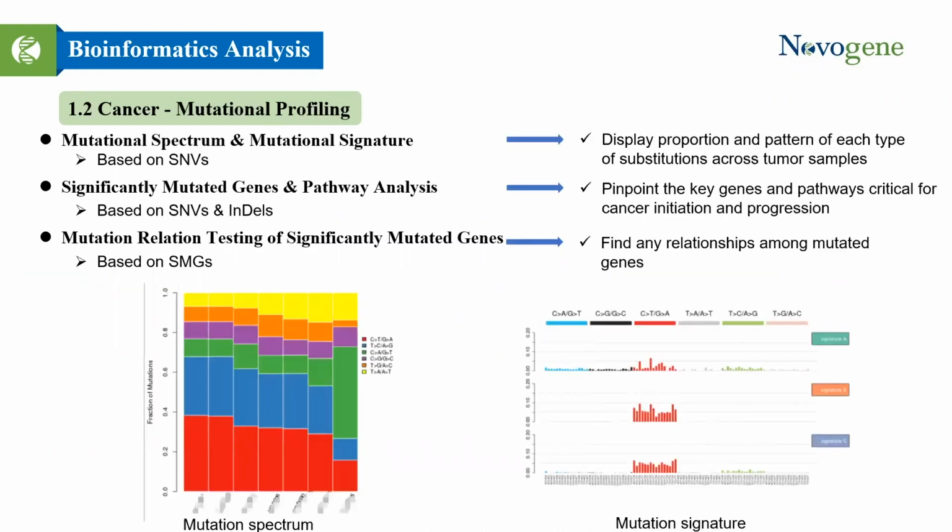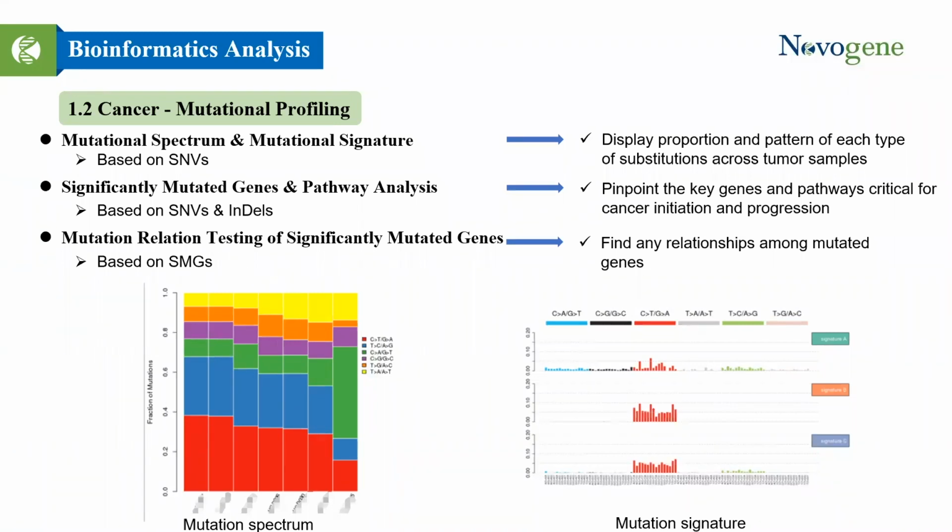The second package I would like to introduce is mutational profiling. This package contains 3 sub-projects: mutational spectrum and mutational signature allow us to detect the proportion and the pattern of each type of substitution across tumor samples. In order to determine the key genes and pathways critical for cancer initiation and progression, we apply significantly mutated genes and pathway analysis.